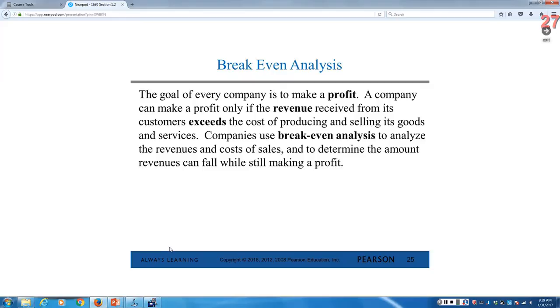If you're a small business owner and you are the only employee, then of course you're doing all the work and you're getting all the revenue, but you still might not be making any profit. Okay? So the goal is to make a profit, and a company can only make a profit if the revenue, which means your income, what you took in for selling your goods, has to exceed the cost of producing and selling those goods and services. And companies use break-even analysis because they want to be sure they at least break even. They don't want to lose money. They prefer to make a profit.